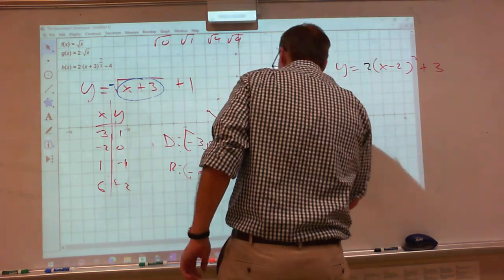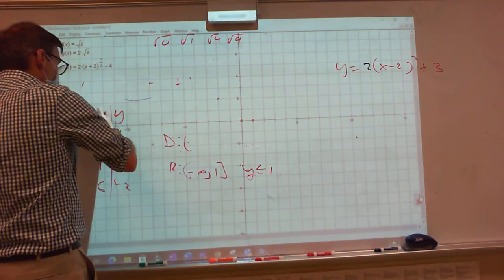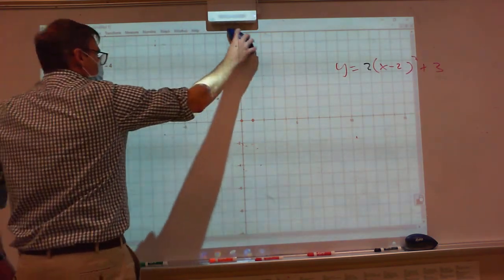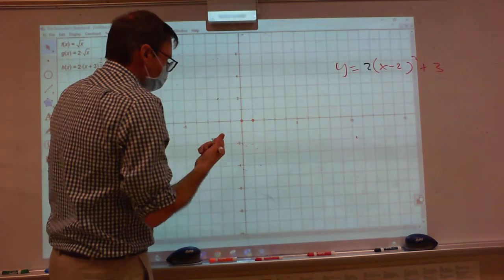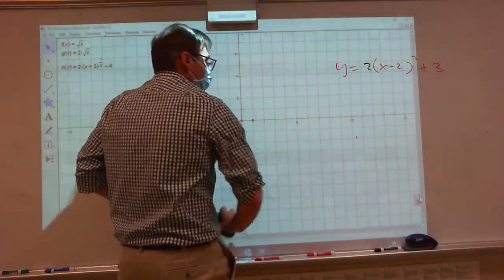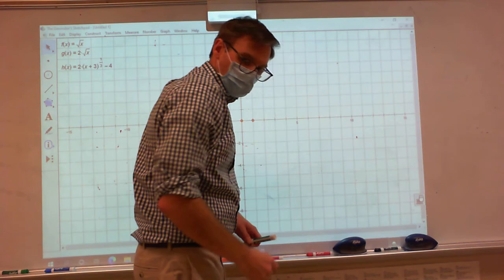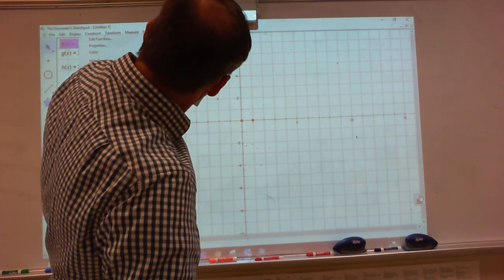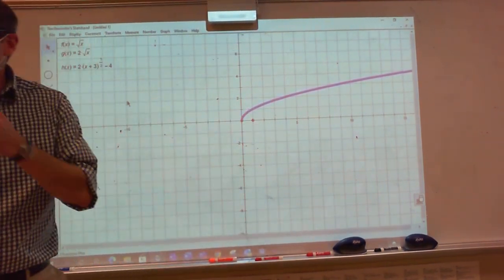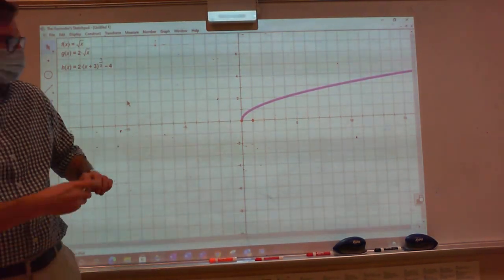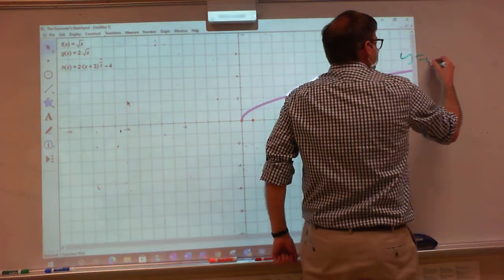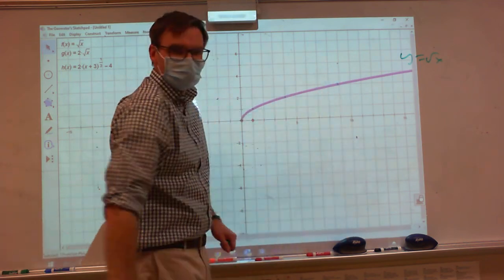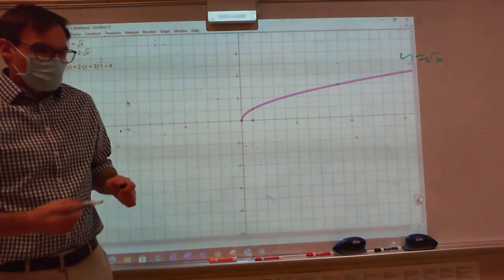All right, so we already have those up here. So I want to go back to my square root function, so let me graph it good. Are we okay? That's my square root function. This is y is equal to the square root of x. It hits this dot, this dot, this dot, and that dot. Everybody okay with that? All right.